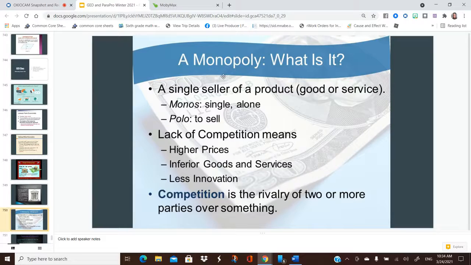This is going over a monopoly. So what is a monopoly? It's when you have a single seller of a product, good, or service. You can only get it from one place. Mono means single or alone. Polo or POL in this word means to sell. So it would mean like selling alone.